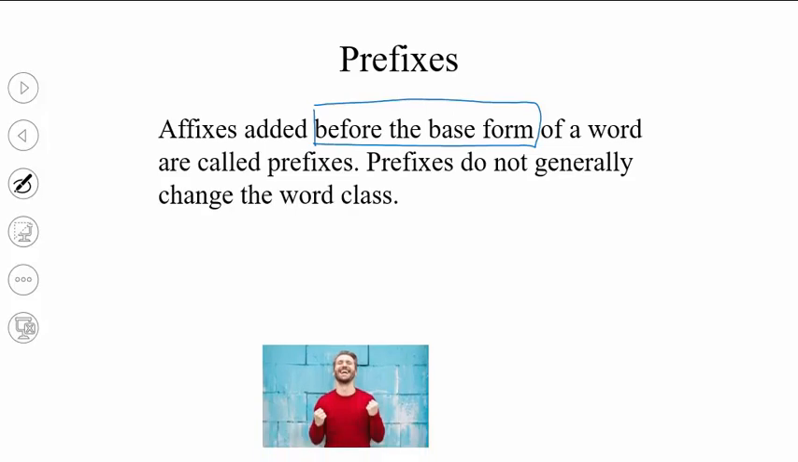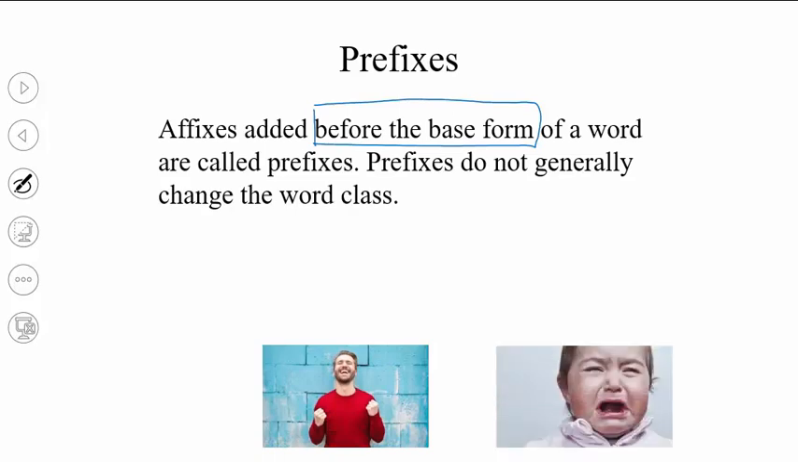Can you guess? How is he? He is happy. Is he happy or sad? He is happy. How is the child? Is it happy? No. The child is not happy. So how do we make the prefix?